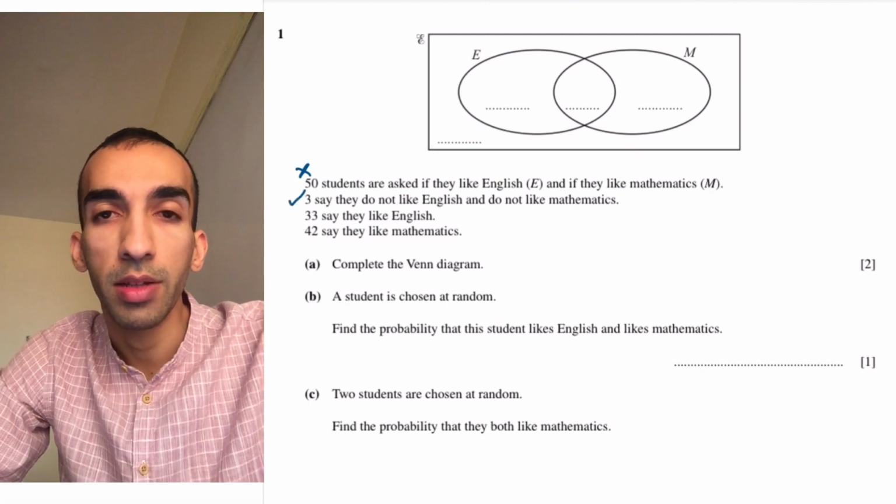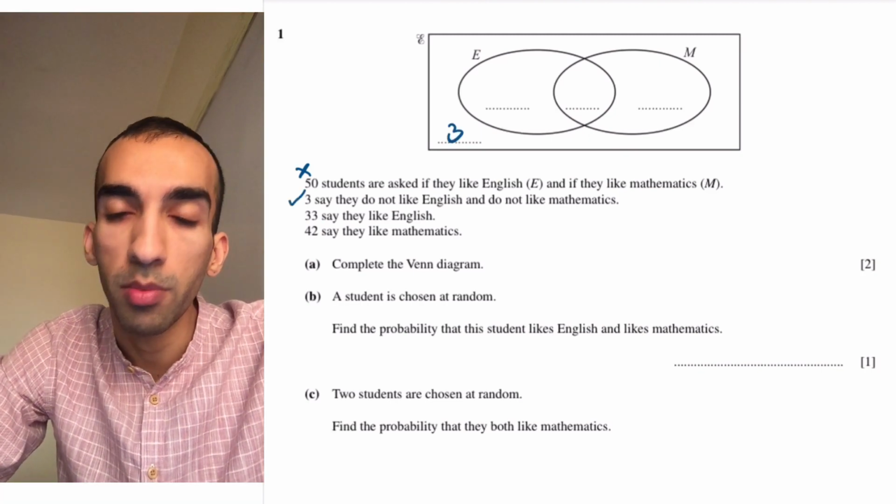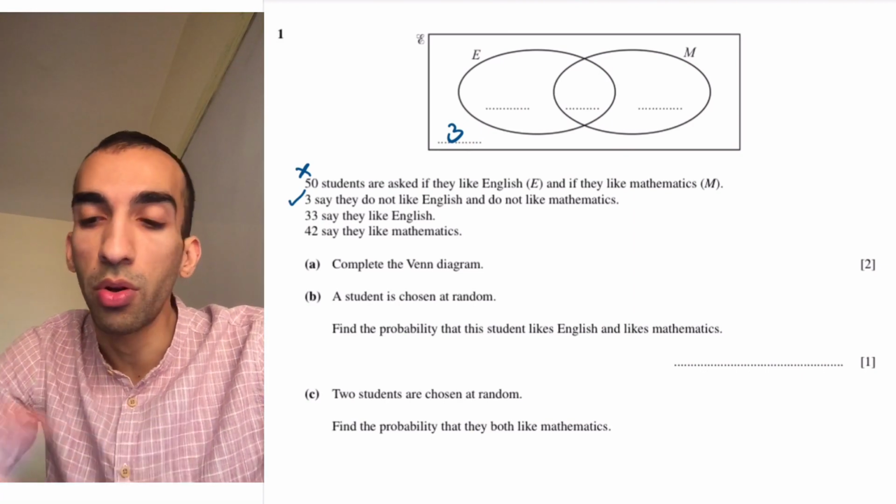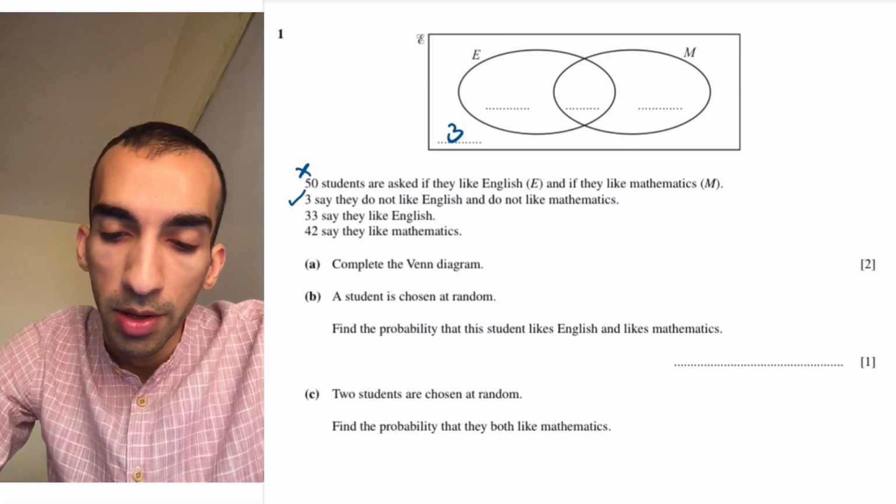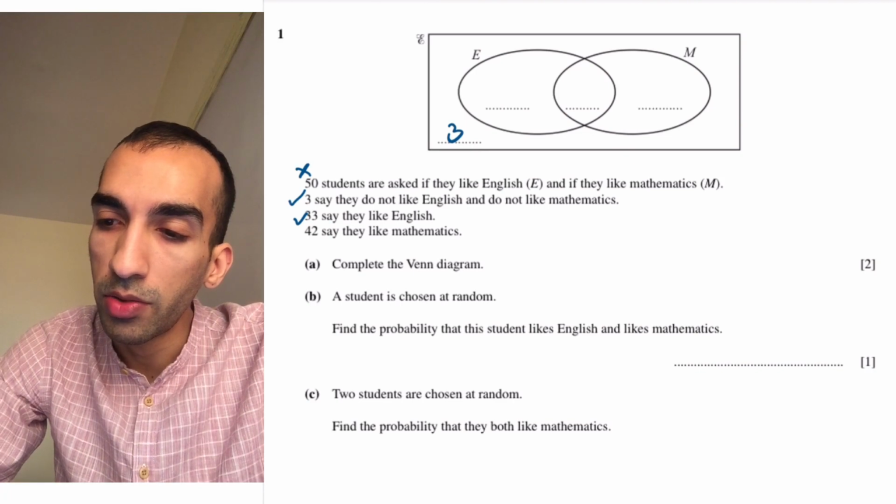This is useful. 3 say they do not like English or mathematics, so 3 is going to be out here because 3 students do not like either of those subjects. 33 say they like English. Now this is a little tricky.